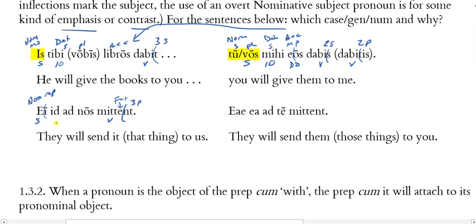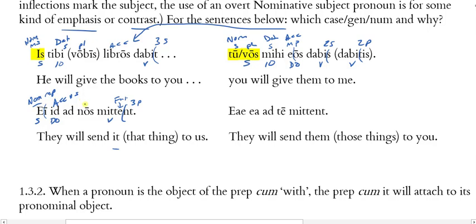Id is the word here. You remember id is the neuter nominative or accusative singular. Why is it? Well, which one is it here? It's got to be the accusative. It can't be nominative because we've already got a nominative subject here. So that's accusative neuter singular. And why is it accusative in case? Because of its function. It is the direct object. It's what they will send.